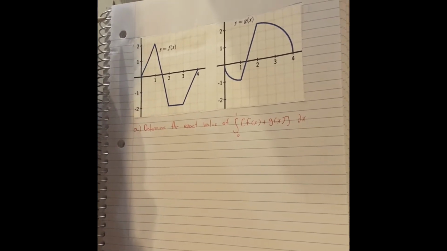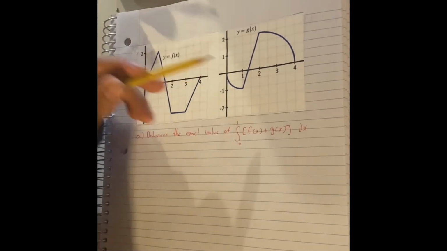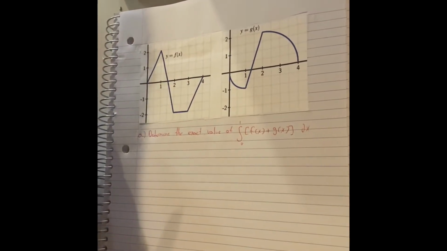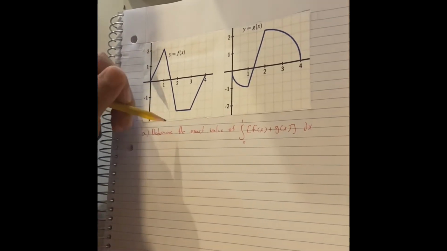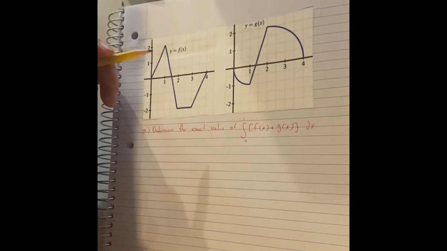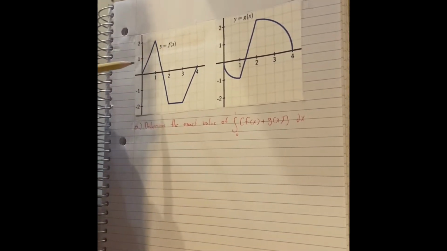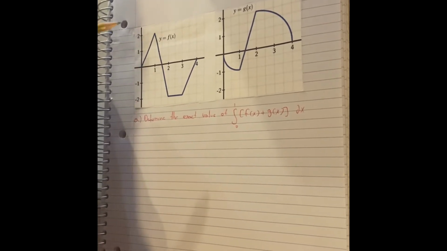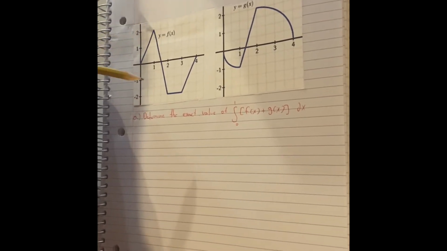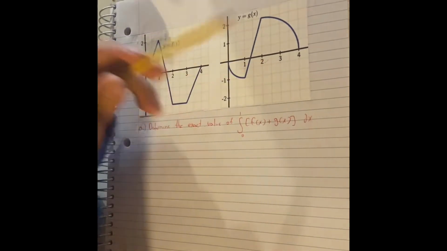So they're giving us two graphs in this problem. They're giving us f of x and g of x. And on A, they're asking us to determine the exact value of the integral from 0 to 1 of f of x plus g of x. In simple words, they're just telling us to find the area from 0 to 1 of f of x and g of x and just add them up.